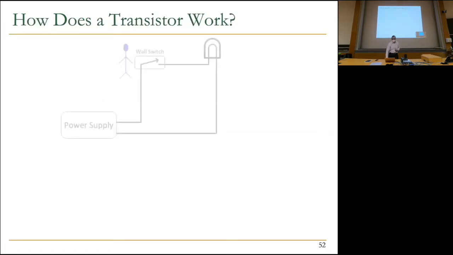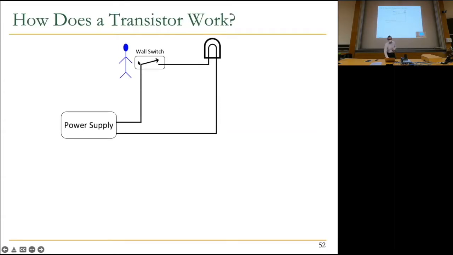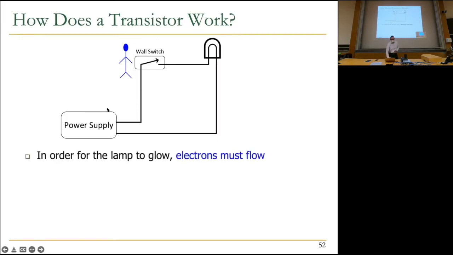So, okay, let's take a look at how the transistor works. So think about this as a wall switch that you press and you enable the lights. So you have a power supply, you have a light over here, and you have a wall switch. If you want to turn on the electricity, you go to the wall switch and press it. And for the lamp to glow, electrons must flow from the power supply to the lamp and back to the power supply. That's how you actually get a voltage differential.